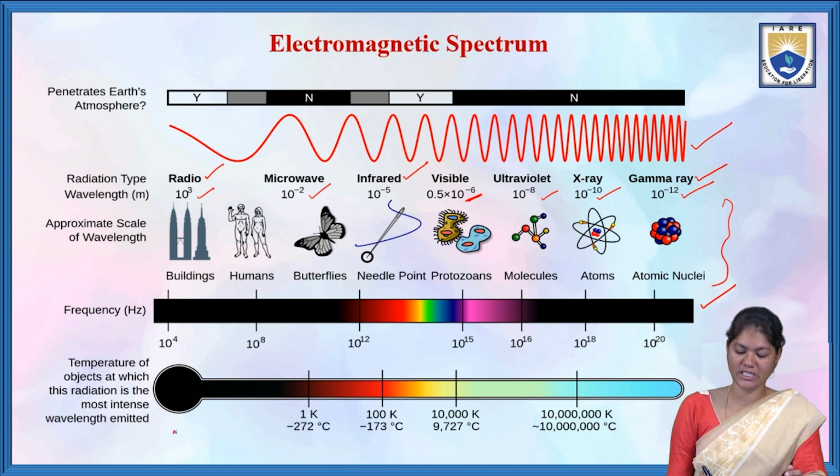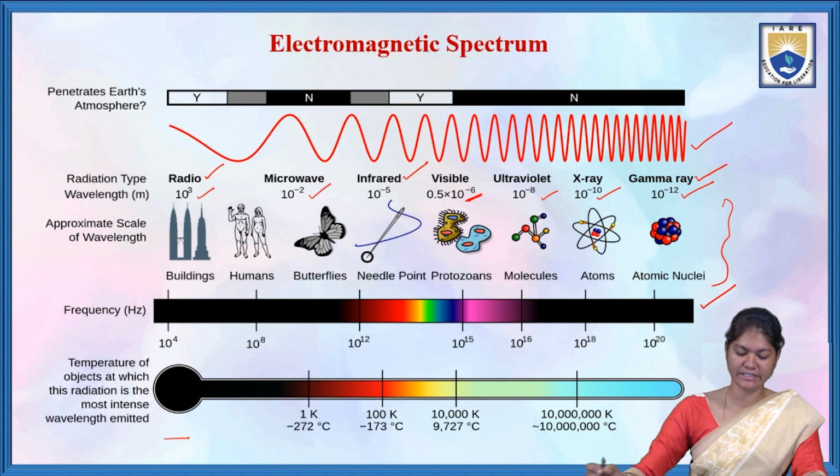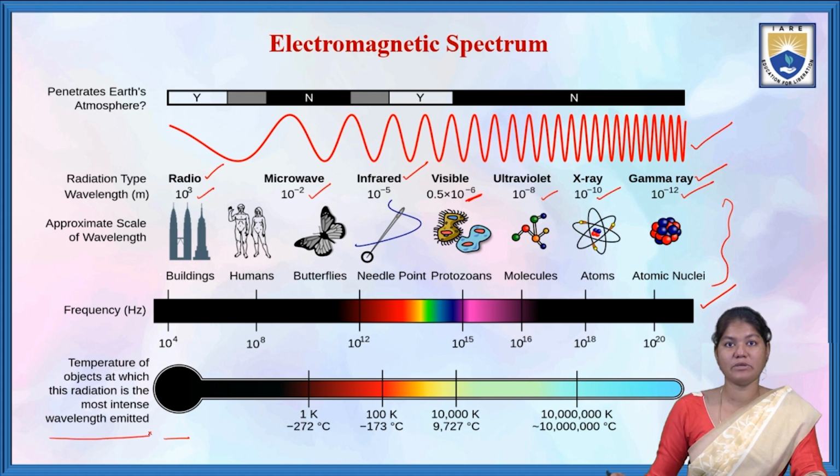And we can also see the temperature of objects at which this radiation is the most intense wavelength emitted.